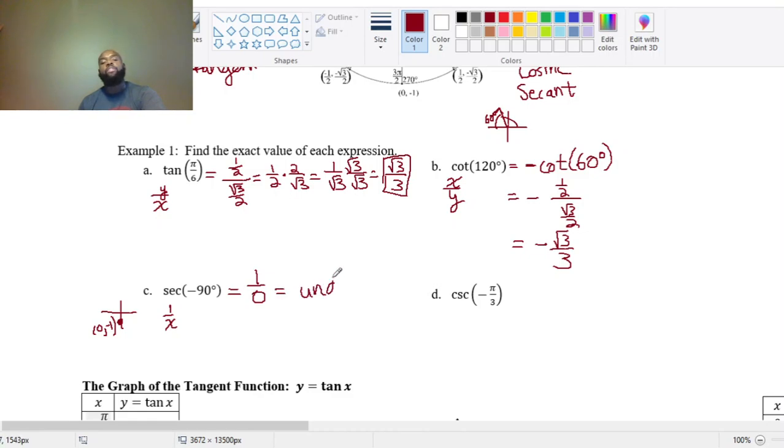And we know that when we divide by 0, we are undefined. All right? And so it just so happens that this one is undefined. Let's go to secant of negative pi over 3. That's 1 over y. That's secant.